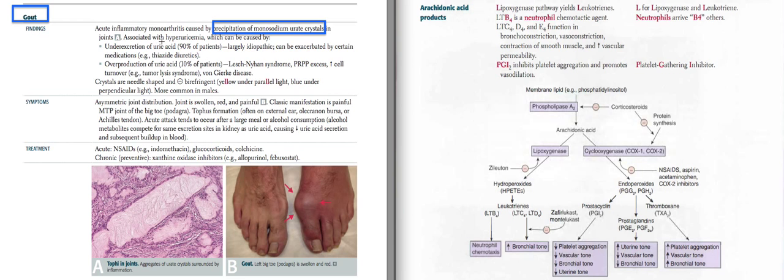Okay, so there is an association here, of course, with hyperuricemia, but I can tell you 100% there's going to be an MBME question that wants you to know the most common cause of gout, okay? And the right answer choice is actually due to under-excretion of uric acid.